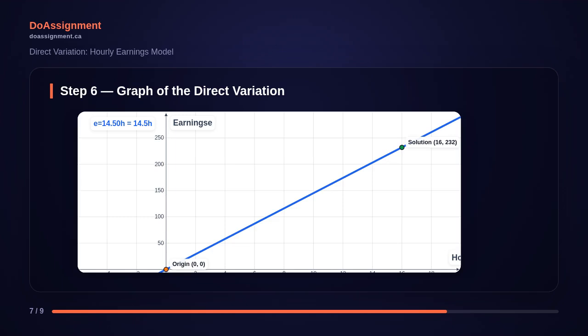The graph shows a straight line passing through the origin with a slope of 14.50. The solution point at 16 hours and $232 is marked on the line, confirming our answer visually.